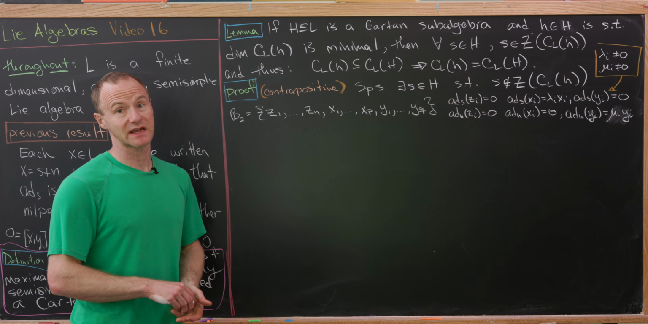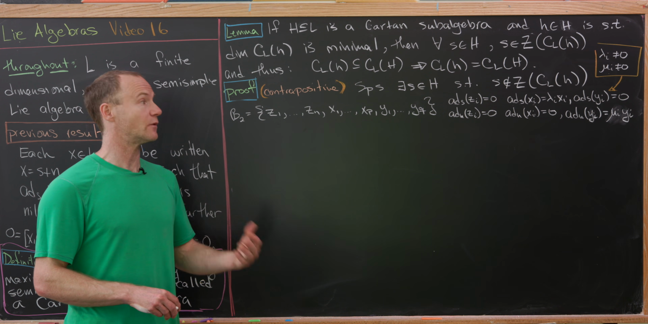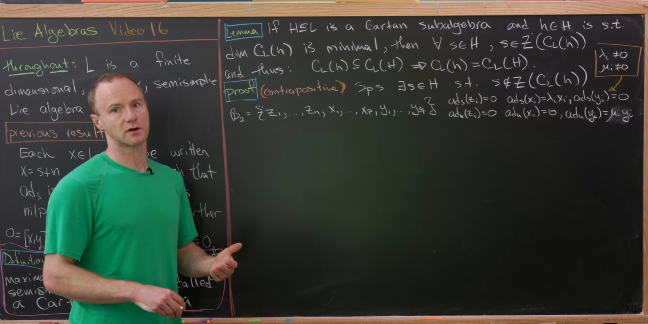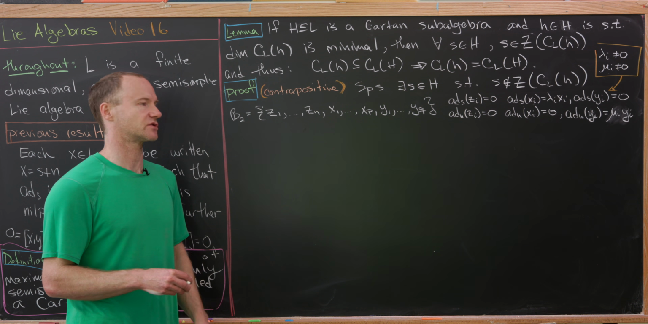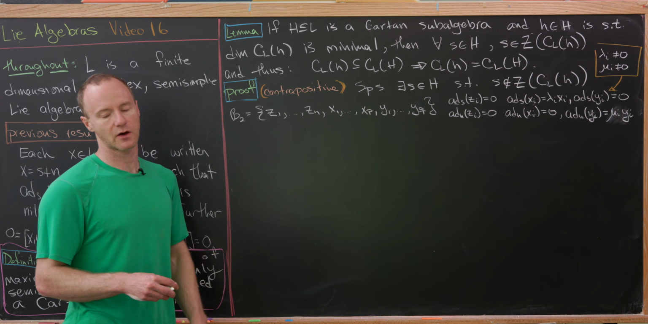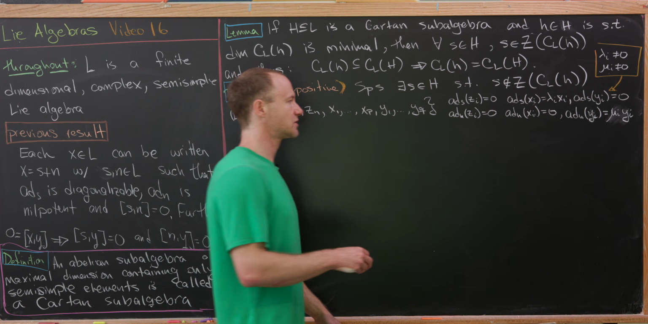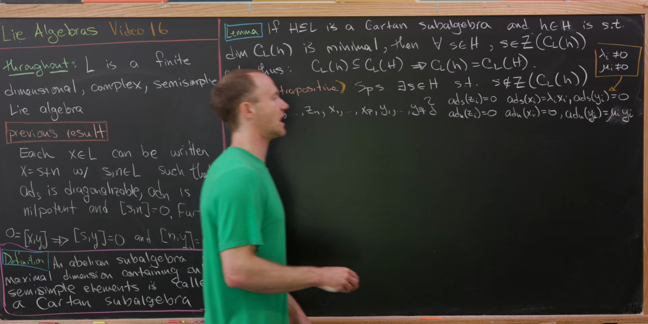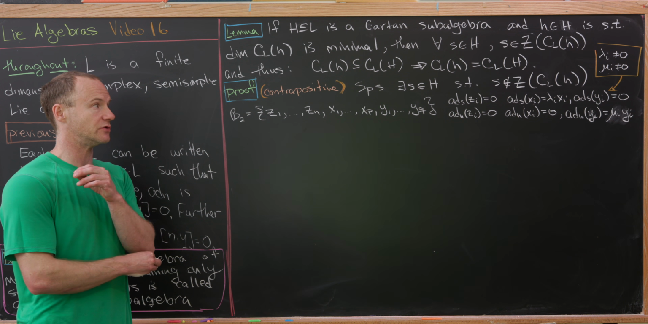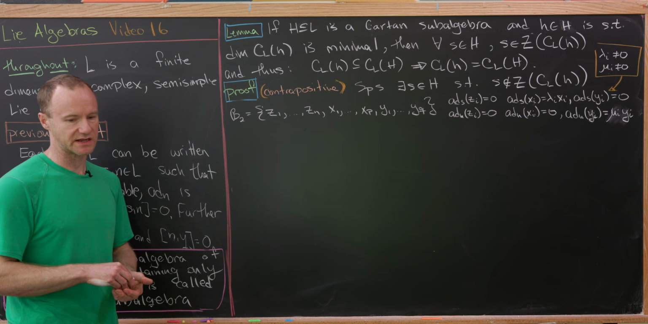Now we know that those lambdas are non-zero, because if they were 0, then xi would be in the centralizer, or the intersection of the two centralizers, which we know it's not because we already had a basis for that. Okay, and then we've got a similar structure over here with the y's, where those had an eigenvalue mu i, which was not equal to 0.